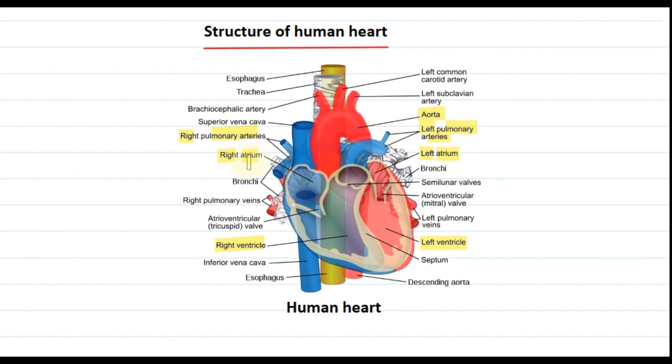Then there is the superior vena cava, and the other one is the inferior vena cava. These are the two large veins present in the heart. The superior vena cava carries deoxygenated blood from the upper part of the body to the heart, whereas the inferior vena cava carries deoxygenated blood from the lower part of the body to the heart.